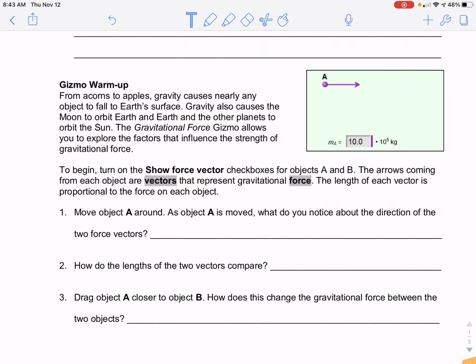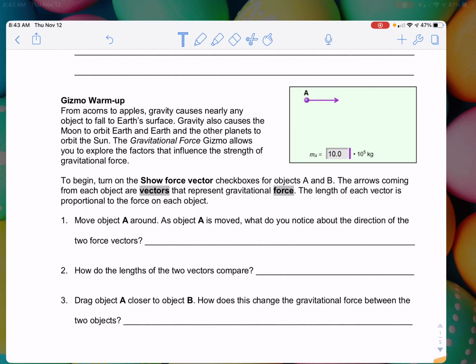Okay, now, in question 1, it says move Object A around. As Object A is moved, what do you notice about the direction of the 2 force vectors? Number 2, how do the lengths of the 2 vectors compare? And number 3, drag A closer to B. How does this change the gravitational force between the 2 objects?